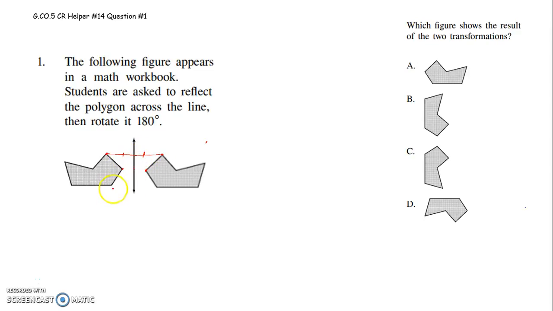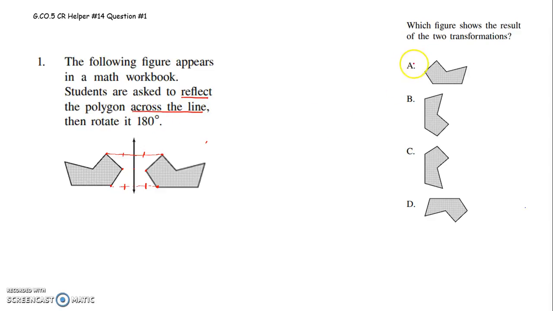And that's what you'll do when you're reflecting over a line. You take a corner, a vertex, you go up to the line, then you go to the opposite side of that line, and you try to make sure those distances are the same. And if you're on grid paper, you get to count the boxes to be sure. So that's a reflection across that line.